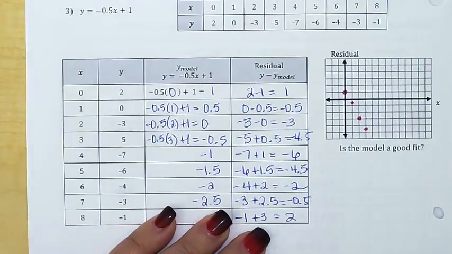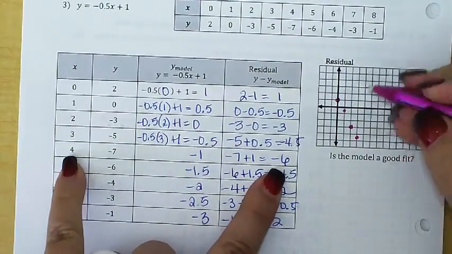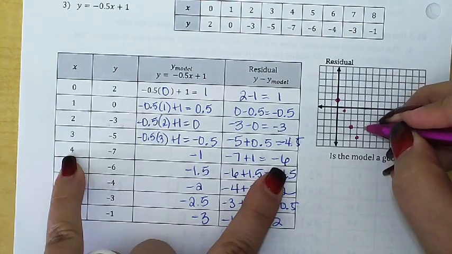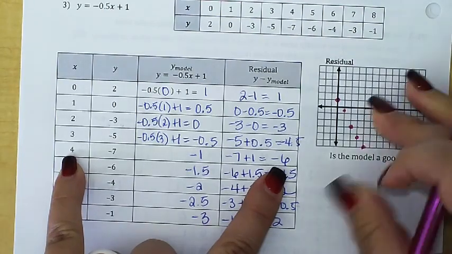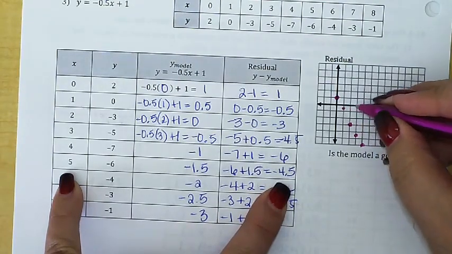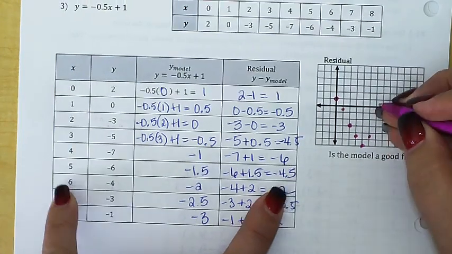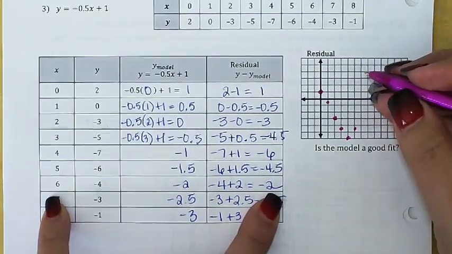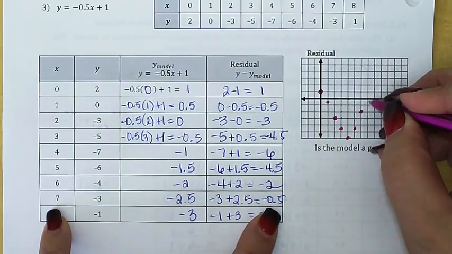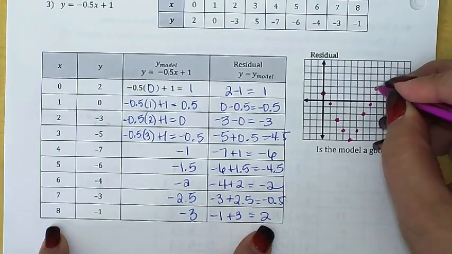And then let's finish graphing those residuals. So I had already graphed all the way here to the negative 4.5. When x is 4, 1, 2, 3, 4, the residual goes all the way down to negative 6. 1, 2, 3, 4, 5, 6. At x equals 5, the residual is negative 4.5. So 1, 2, 3, 4, 5, 1, 2, 3, 4.5. Okay. At x is 6, the residual is at negative 2. At x is 7, the residual is at negative 1/2. And at x is 8, the residual is at positive 2.